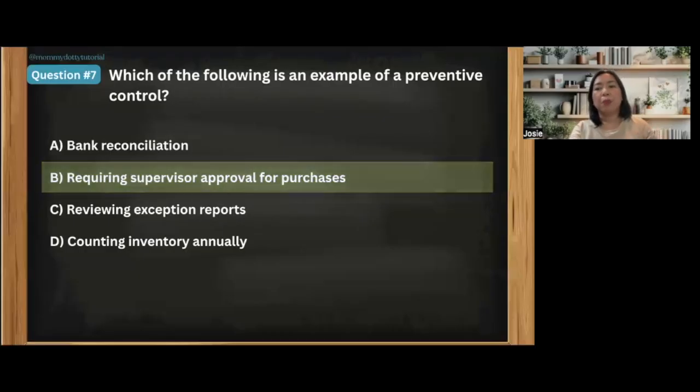All right, so preventive controls stop errors or fraud before they occur. The best example is this one, requiring approval from an authorized person. So on this one it is the supervisor. Detective controls A, C, and D identify issues after the fact. Okay, now let's go to question number 8.